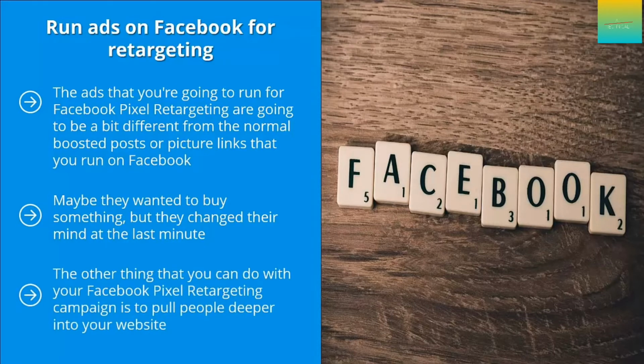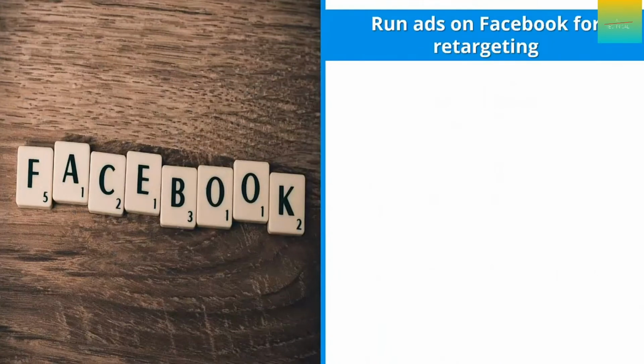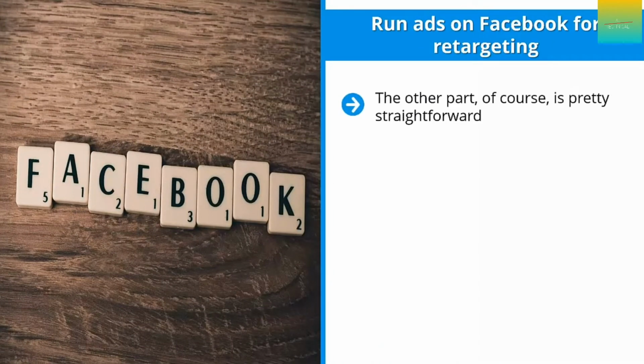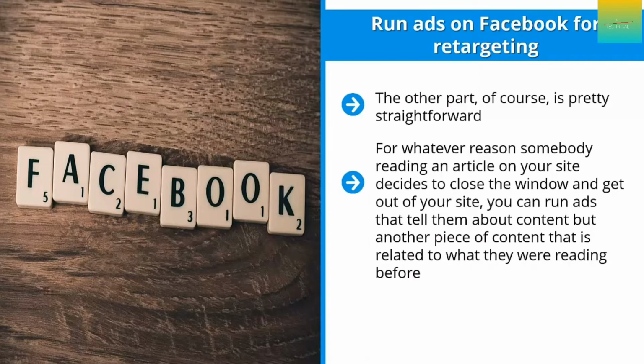The other thing that you can do with your Facebook Pixel retargeting campaign is to pull people deeper into your website. Usually, a website is composed of 2 parts. The first layer is the content layer, meaning you're trying to get people to know about the problem, like your particular solution, and eventually trust the solution enough so they can buy. The other part, of course, is pretty straightforward. It's all about buying. But there's a complication. A lot of people would go through the content layers, but they never make it through to the actual buying part. They never make it to your conversion page. This is where retargeting ads that pull people deeper into your website make a lot of sense. For whatever reason, somebody reading an article on your site decides to close the window and get out of your site.